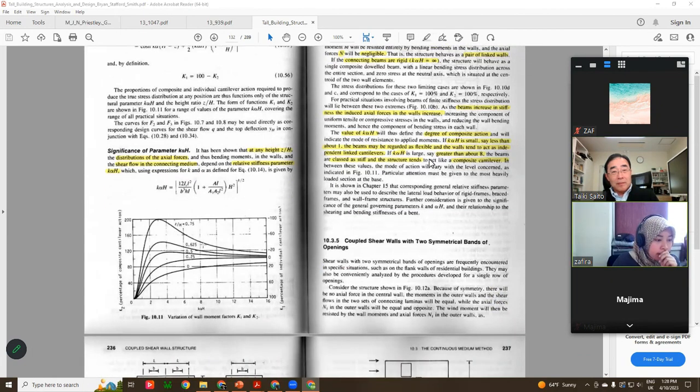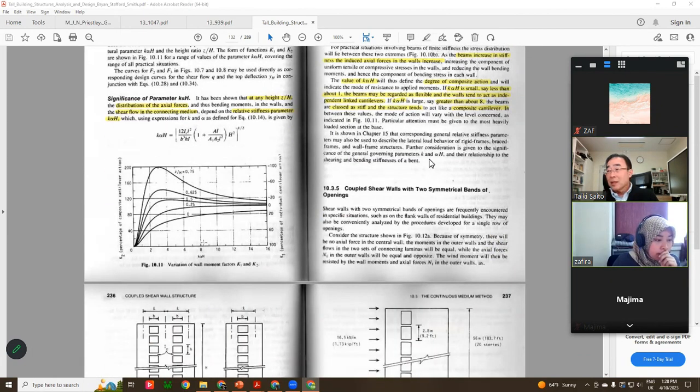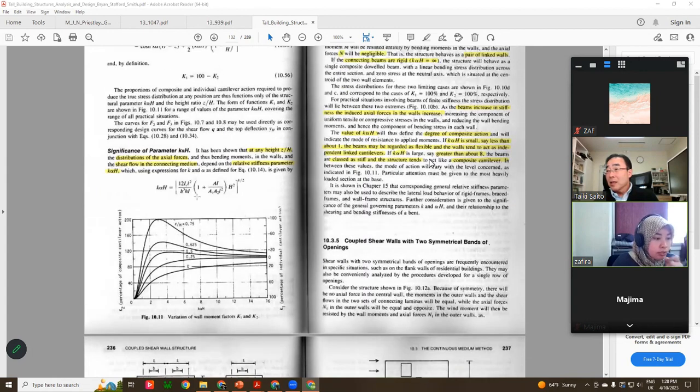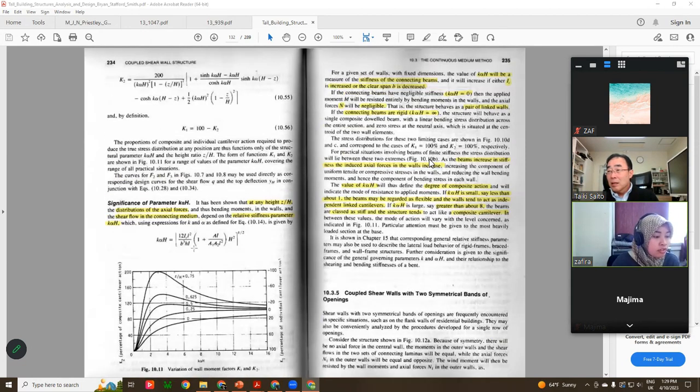I think I remember the equations, Sensei. They actually studied the parameter KAH, and it is also related to the degree of coupling. For this book, they don't use degree of coupling, but they use this parameter KAH. It's one of the approaches without using degree of coupling.